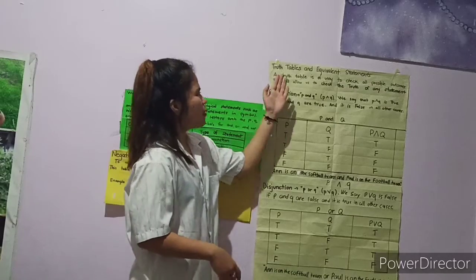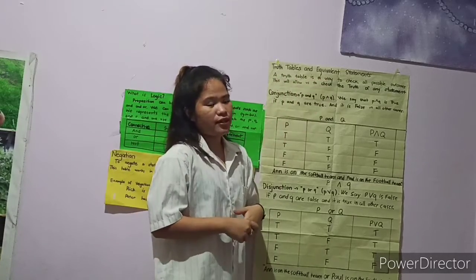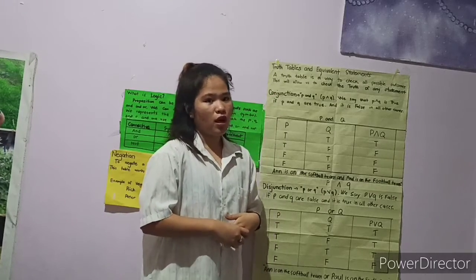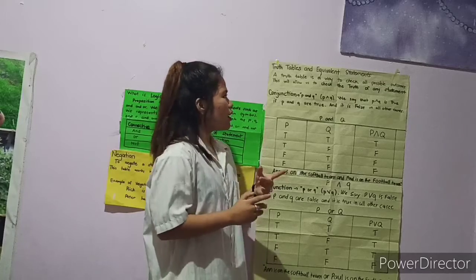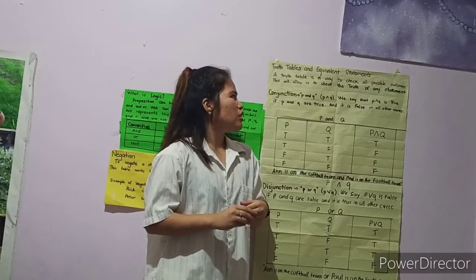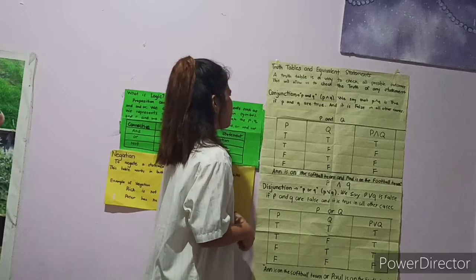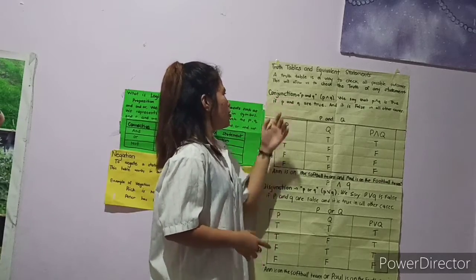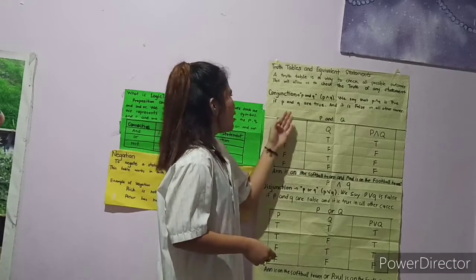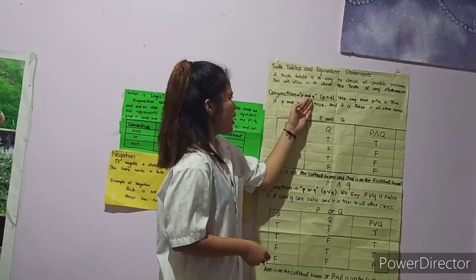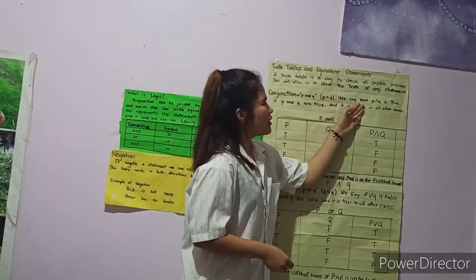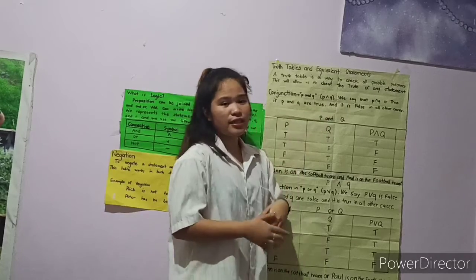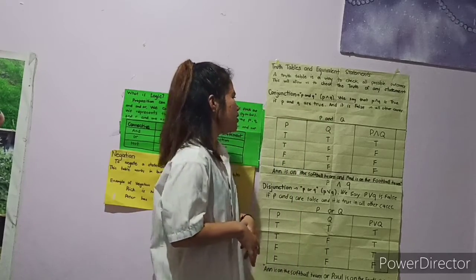Next, truth tables and equivalent statements. A truth table is a way to check all possible outcomes. This will allow us to check the truth of any statement. The first type of statement is conjunction. A conjunction is P and Q. We say that P and Q is true if P and Q are both true, and it is false in all other cases.